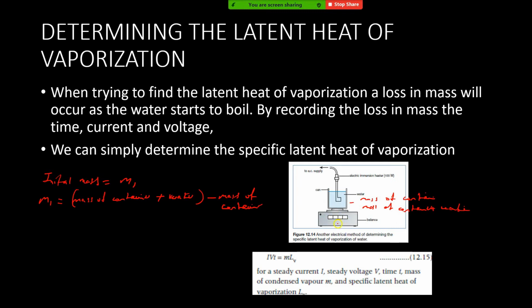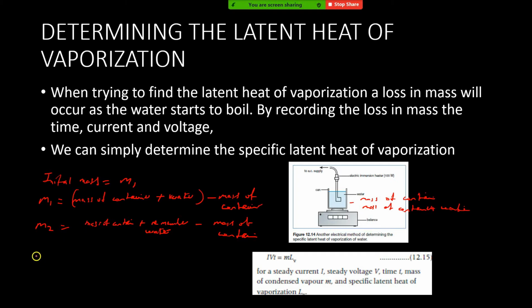So you would then have to go back to find M2 by saying the mass of the container plus the remaining water, minus the mass of the container again, right? So that's how you would find M2. We're literally doing a change in mass in order to find the overall specific latent heat of vaporization. So at the end of the day, this is what you would have.